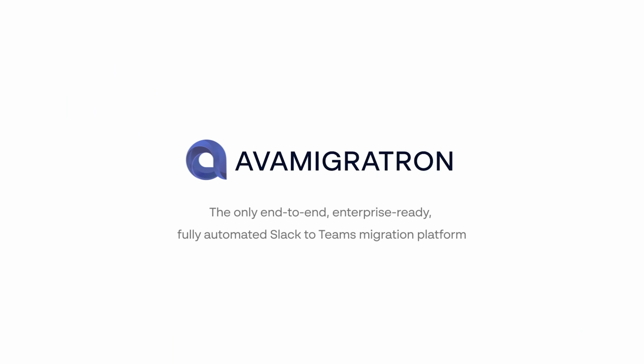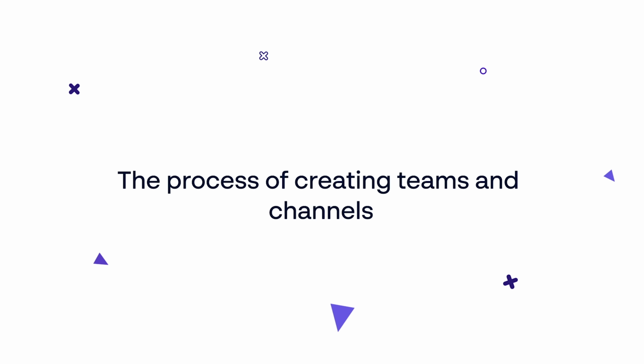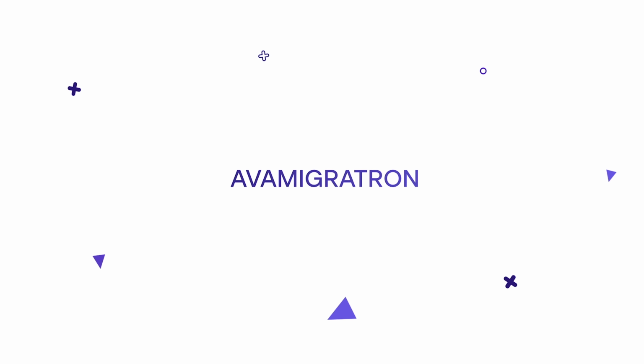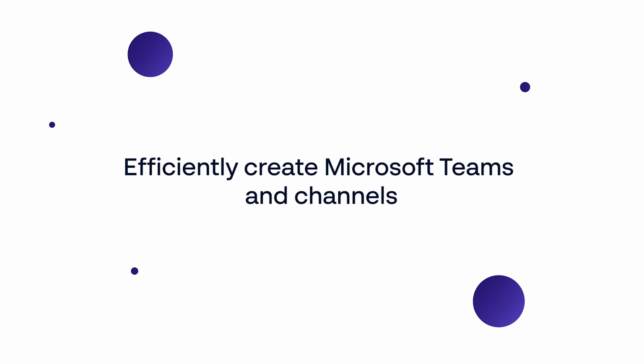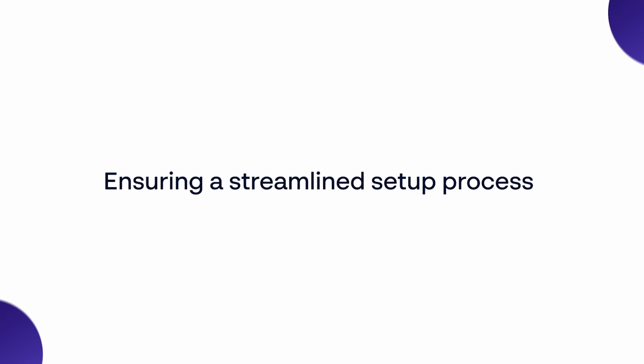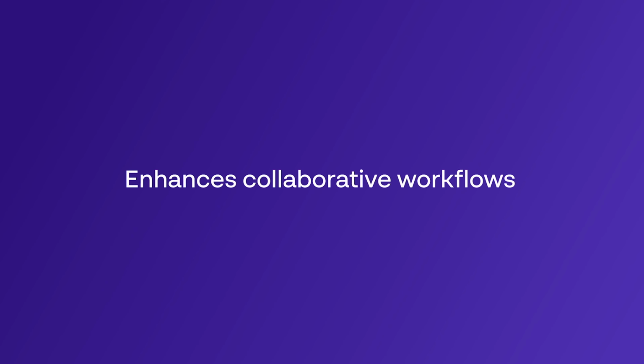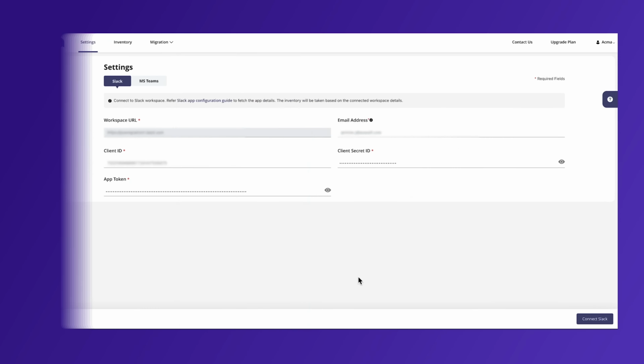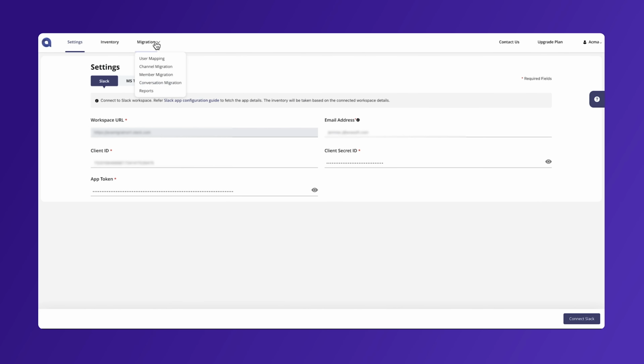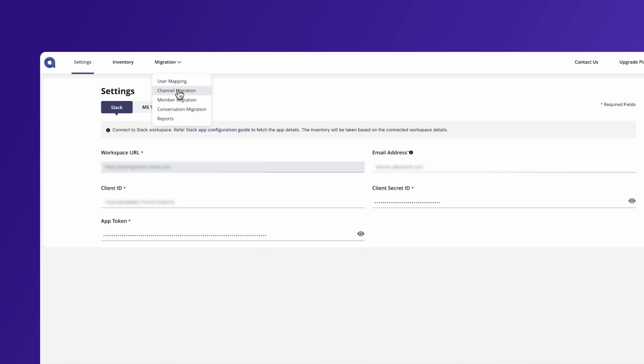To AVAMIGRATRON. In this video, let's get to know the process of creating teams and channels with AVAMIGRATRON. Efficiently create Microsoft Teams and channels, ensuring a streamlined setup process that supports scalable team management and enhances collaborative workflows. Start by navigating to the Migration tab on the AVAMIGRATRON menu bar and select Channel Migration to proceed.